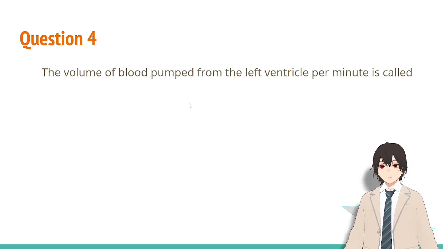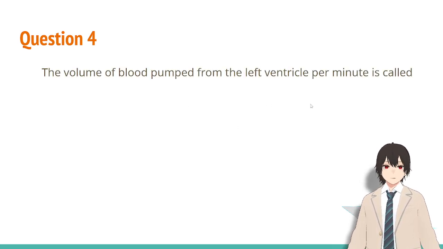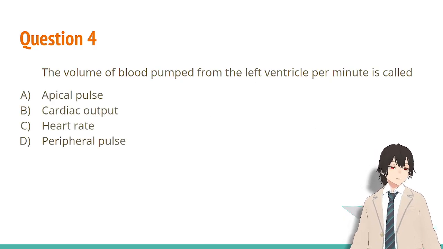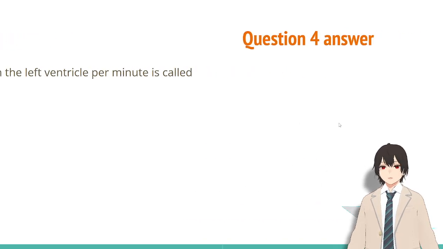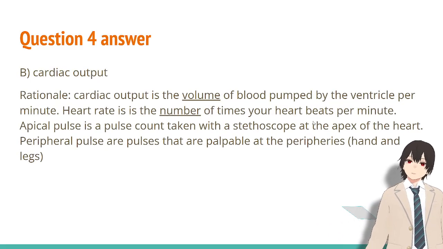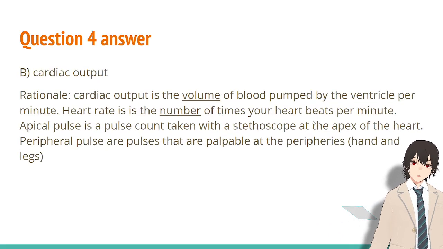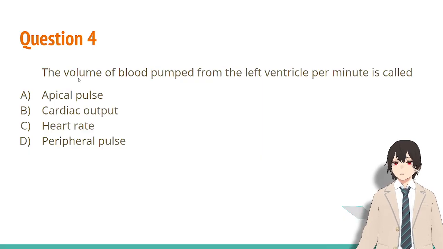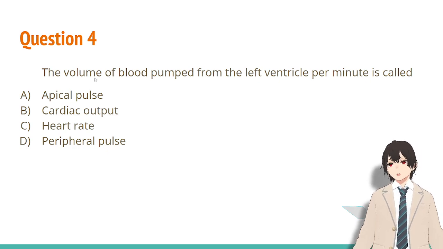Question 4. The volume of blood pumped from the left ventricle per minute is called apical pulse, cardiac output, heart rate, or peripheral pulse. And I'll show you the answer in 3, 2, 1. It is B, cardiac output. The reason is because we're asking about the volume, okay? So reread the question carefully if you got it wrong. It's the volume of blood, right? So that happens a lot in nursing school. They love to trick you with these little tiny questions.